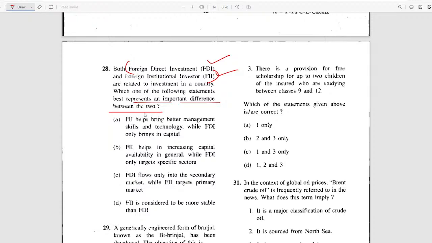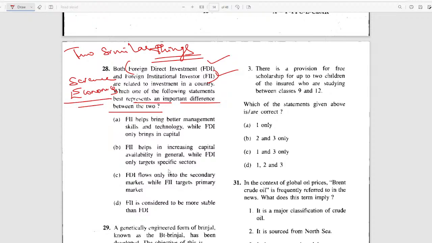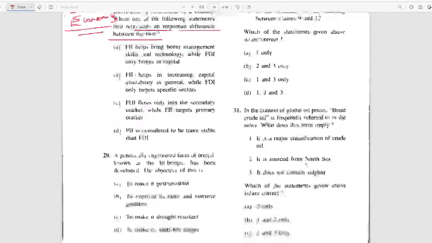Normally, whenever there are two similar things, they ask about the differences. It can be science and technology. It can be economics. Whenever there are two closely related things, they'll ask you about the difference. Here they've asked about foreign direct investment and foreign institutional investors. So please go through these basic concepts and the differences. Whenever you are going through any two related things, go through the difference between them.